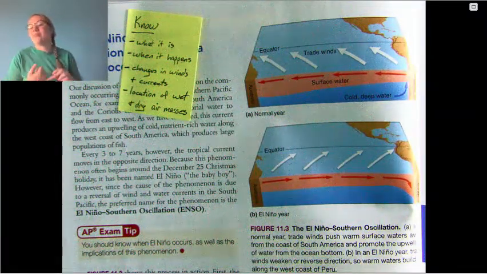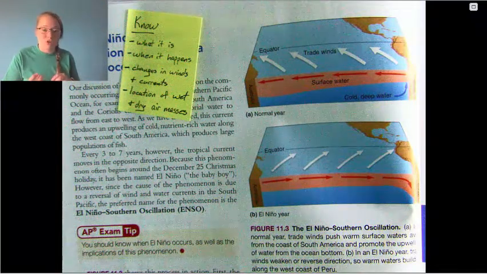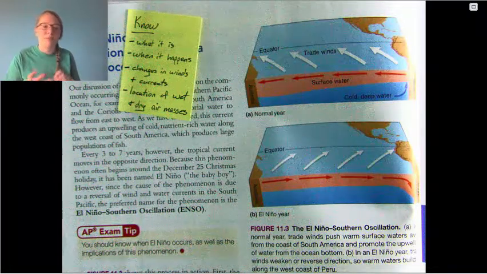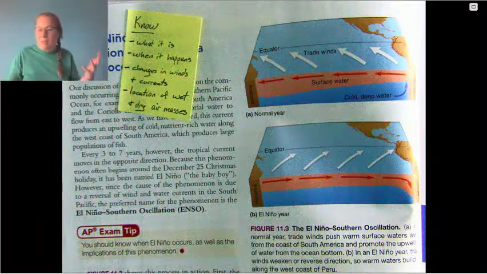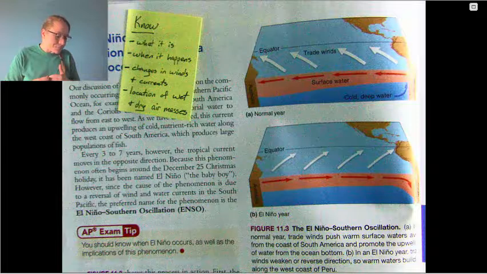This can lead to a lot of issues. So this can impact farming and agriculture. This can impact human health. This can impact the availability of fresh water. So knowing what the El Nino phenomena really is and what drives it is really important.